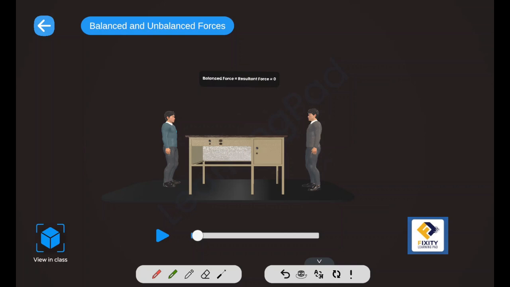Now students, here we have two people who are equal in size and muscular power, as you can see. These two people are going to be applying equal force on the table from opposite sides. A balanced force will be applied, so the table is not going to move.